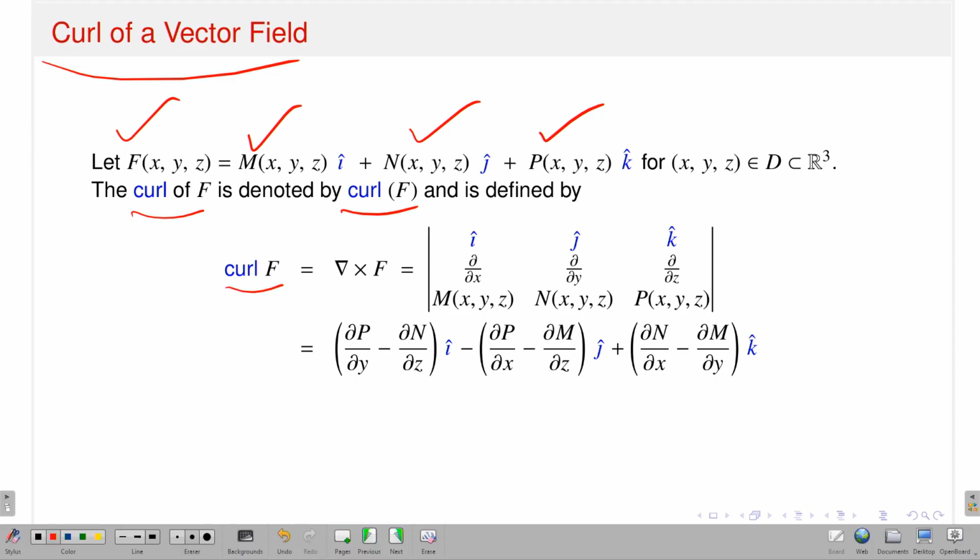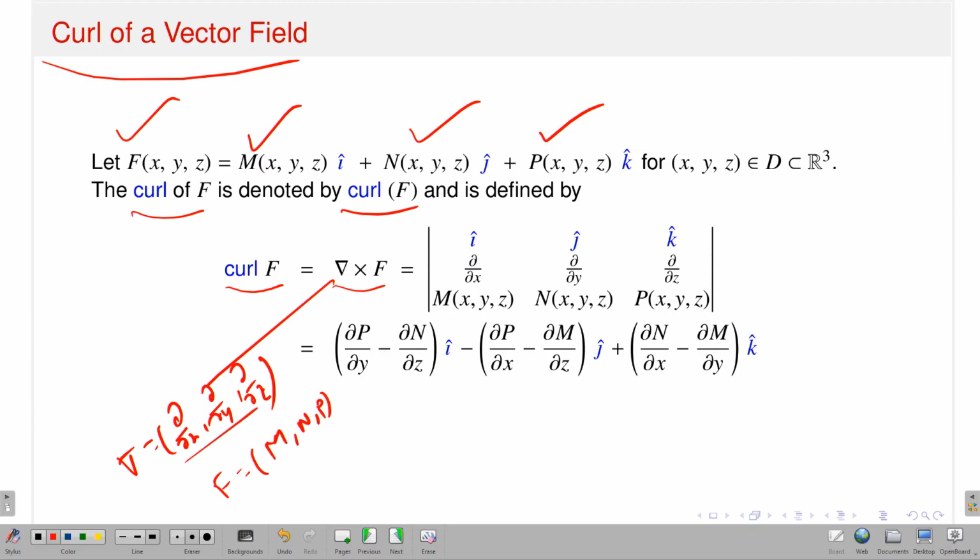if you remember, divergence is the operator del dot F, but this time I am having the cross product. Okay. Because del is del x1, del x2 up to del xn, or in this case del x, del y, del z, right. And what will be your F? F in this case is M comma N comma P. Now, I have this cross this, you know the cross product formula, right.